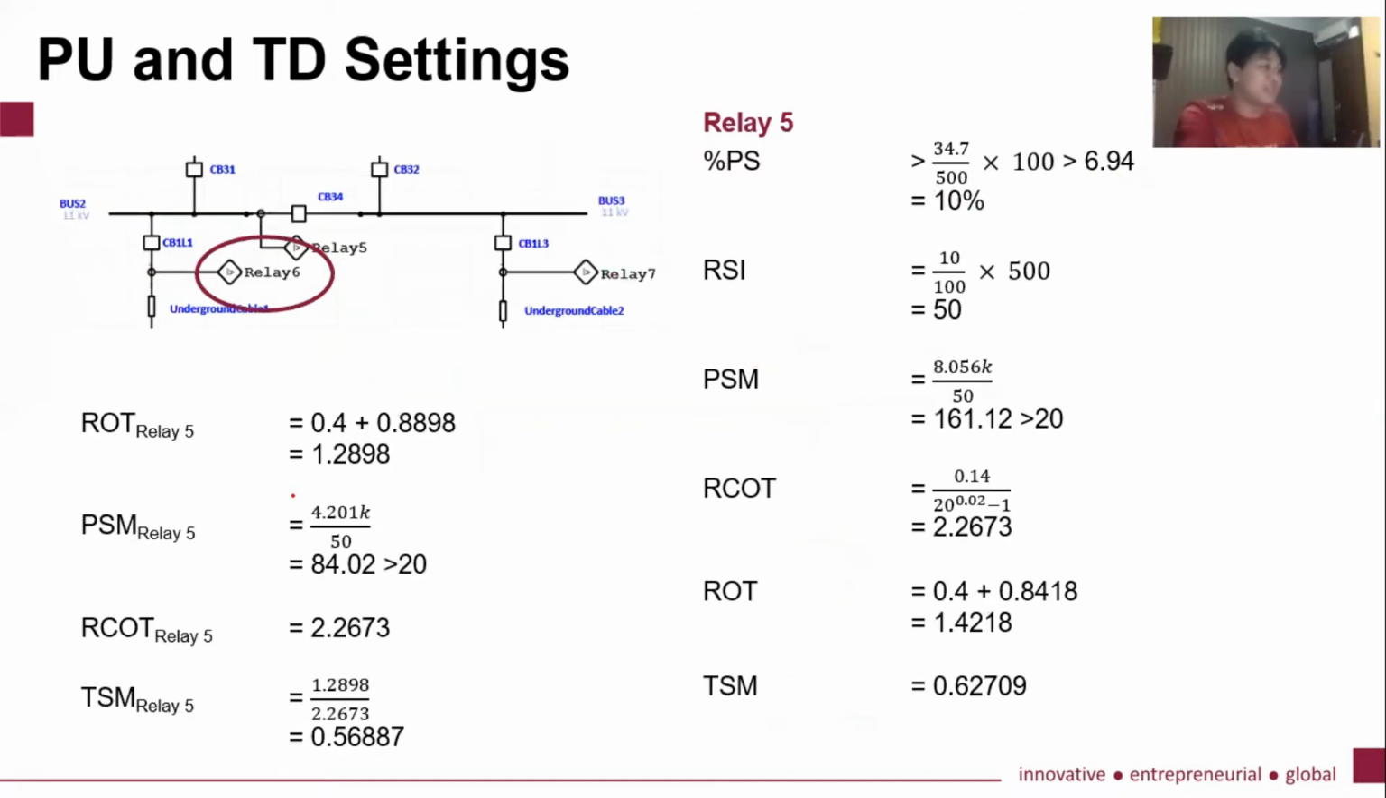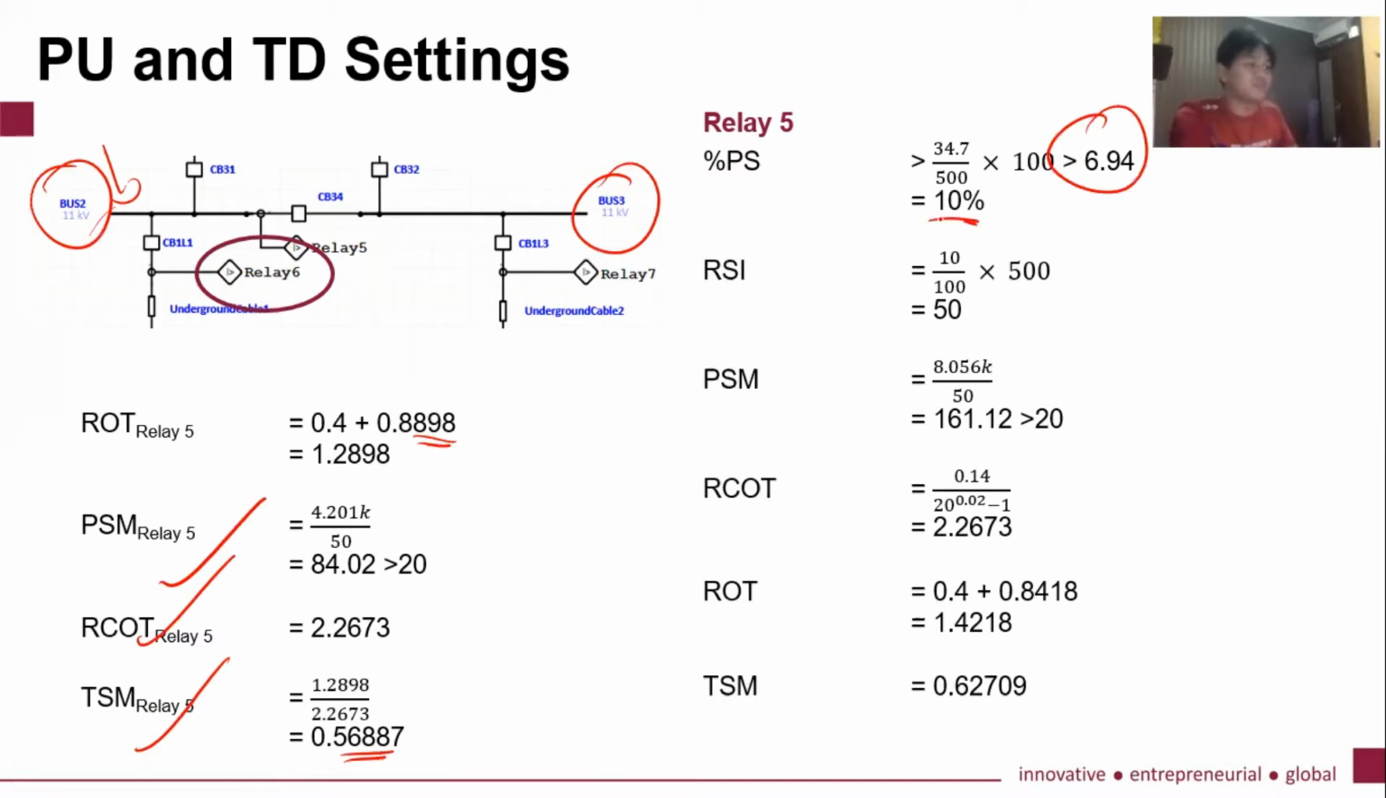Next one we go for relay 5. Relay 5 is between bus 2 and bus 3, right? So we have to calculate ROT when there is a fault at bus 2 and bus 3. But here we only show you the highest one, which is at bus 2. So we calculate the ROT at 0.898, and then we will get 1.2898. Then we calculate PSM, RCOT, and TSM, then we will get 0.567. The plug setting must be higher than 6.94, so we will get 10%.